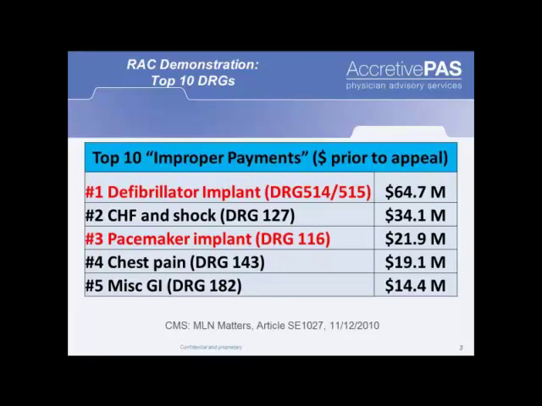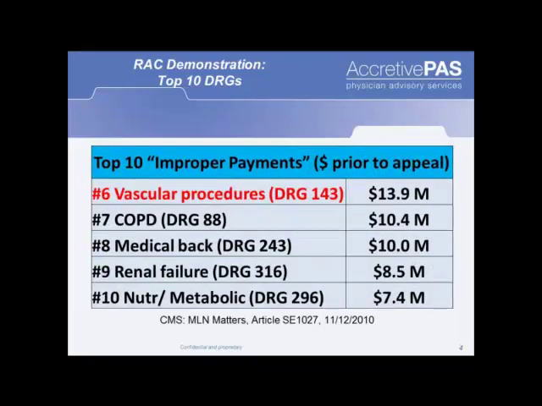And it's interesting to look at this now because the information we're getting from CMS today on the current program is not as detailed, although we're finding in our reports that the issues are really the same. So looking at the top 10, this is the top 5 of the top 10 reasons for the improper payment denials from the demonstration project. Defibrillator implants and pacemakers were 2 of the top 3 reasons for these denials. And as I said, we're still seeing this today.